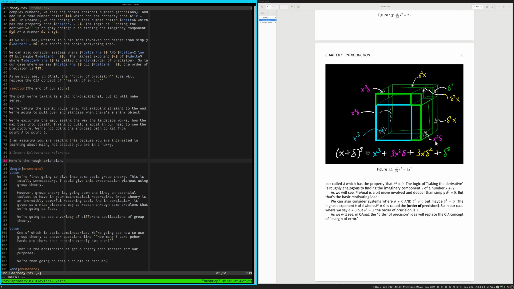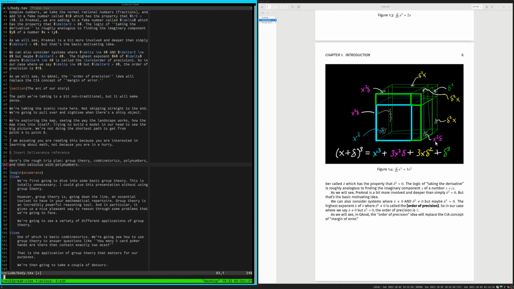Our stages are group theory, combinatorics, polynumbers, and then calculus. Group theory leads to combinatorics, leads to polynumbers, leads to calculus with polynumbers.